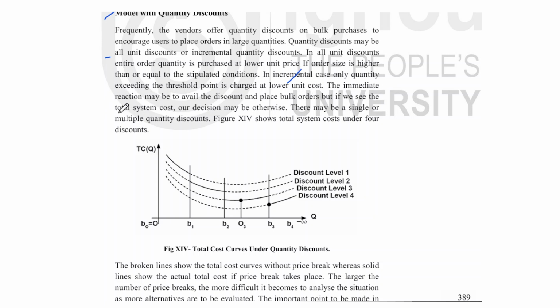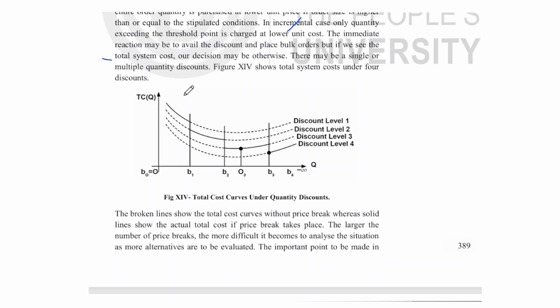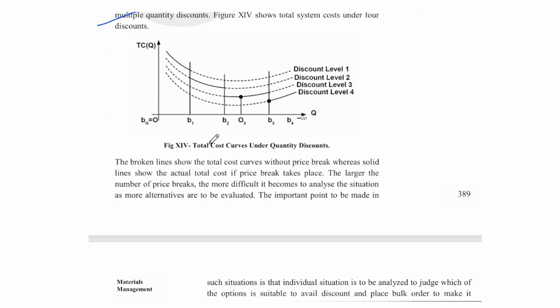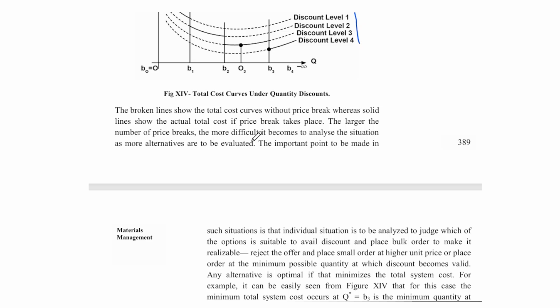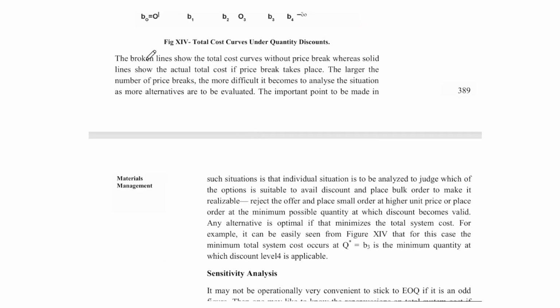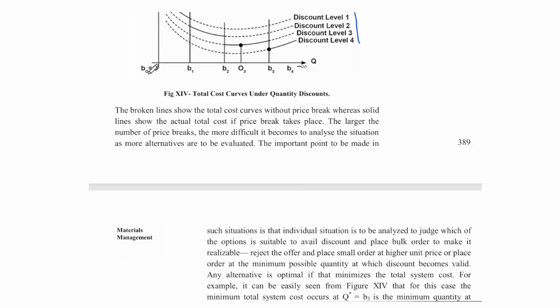But if we see the total system cost, our decision may be otherwise. So there may be a single or multiple quantity discounts. So here is the figure. This is the total cost curve under quantity discount. Discount levels 1, 2, 3, 4 are here in this diagram. The broken lines show the total cost curve without price breaks, whereas the solid lines show the actual total cost if the price break is taken.